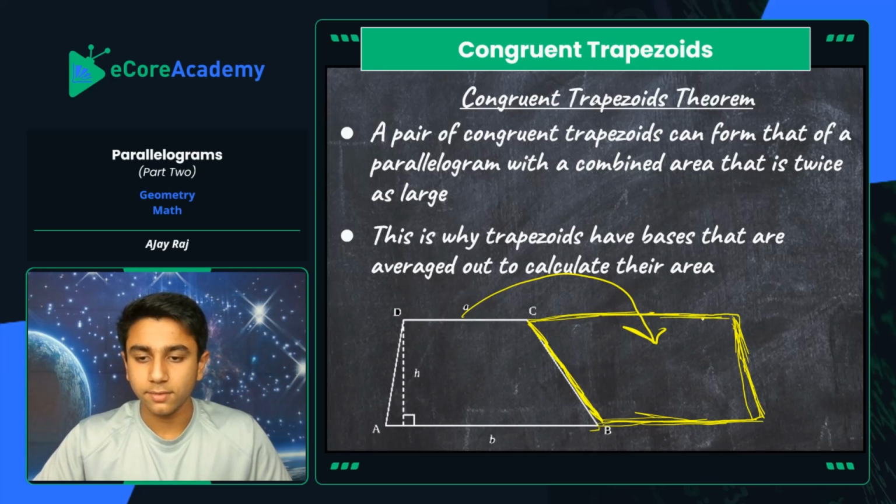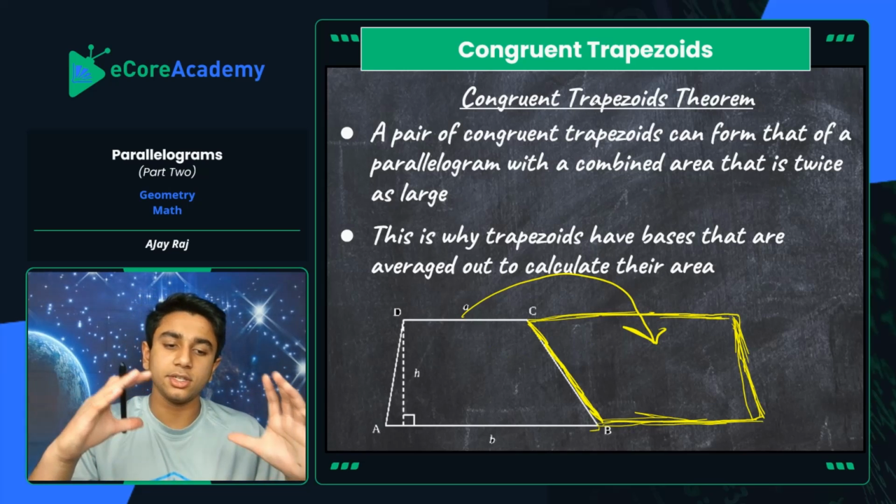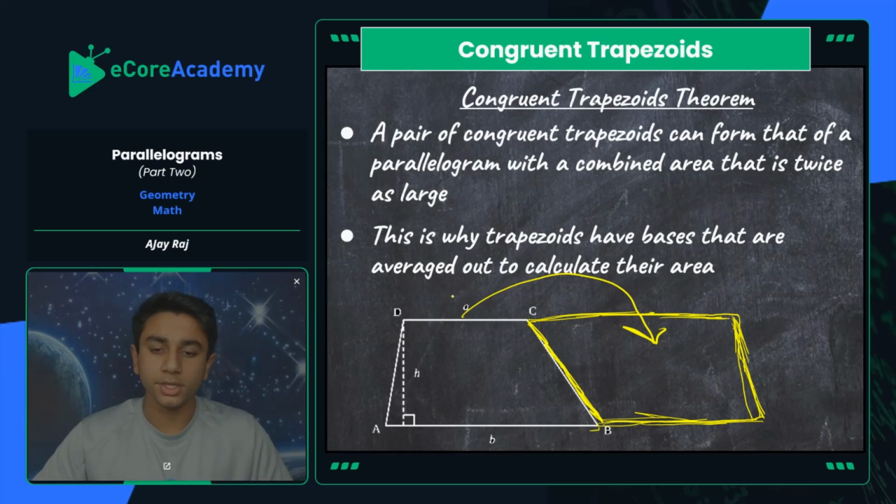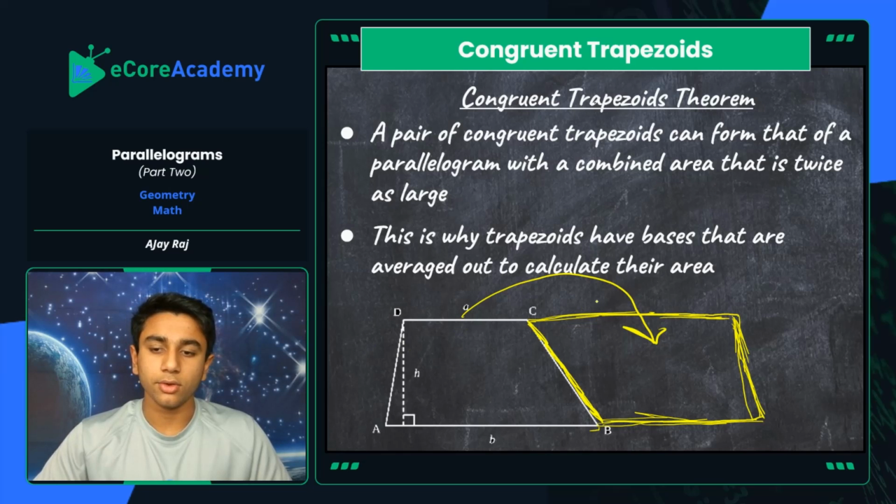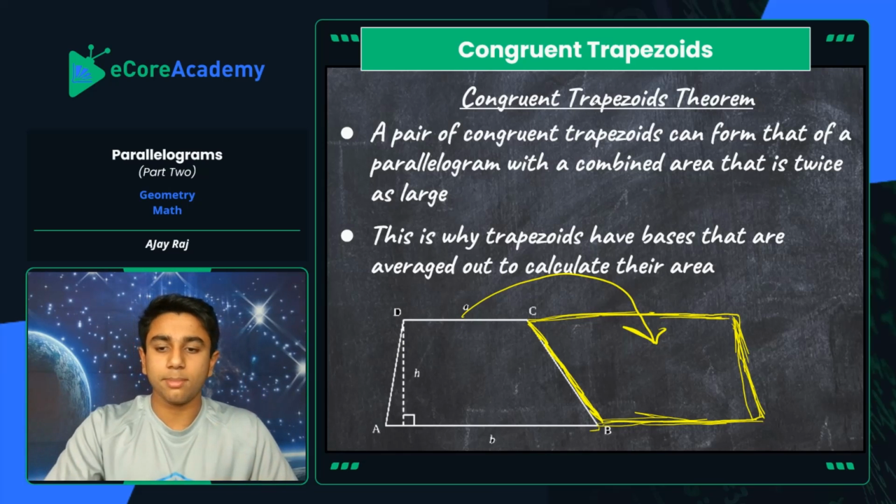So what I've done here is I've taken this trapezoid, flipped it around and reattached it to this trapezoid to create one giant parallelogram. If you can see here, this entire figure is a parallelogram, and this parallelogram is going to have twice the area of each individual trapezoid.